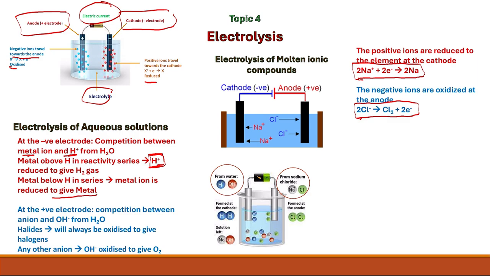At the anode, or the positive electrode, there will also be competition between the anion and the hydroxide ion that comes from water. Only halides will always be oxidized to give you halogens. However, if you have any other anion like nitrate or sulfate or anything other than the halides, then the hydroxide ion is the one that is going to be oxidized to give you oxygen.